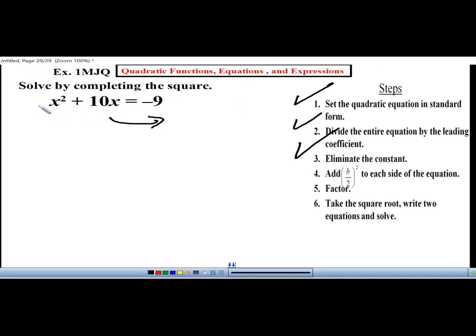Now, if I was to ask you, how can I complete the square on the left side? What would you say, Hayden? What can I do to complete the square on the left side?